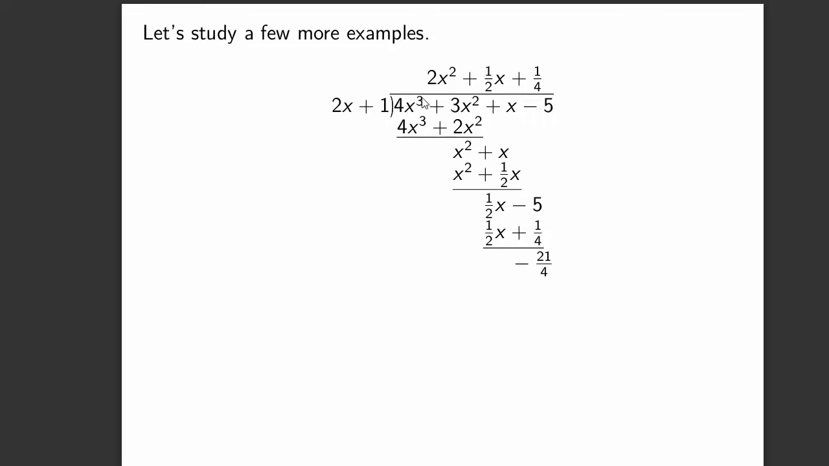So now again compare the leftmost, that is highest degree monomial 4x cube, with the highest degree monomial of the divisor, 2x. Divide 4x cube by 2x, we get 2x square. Now multiply the whole divisor 2x plus 1 by 2x square, we get 4x cube plus 2x square. Subtract, we get x square. Bring down this x over here.